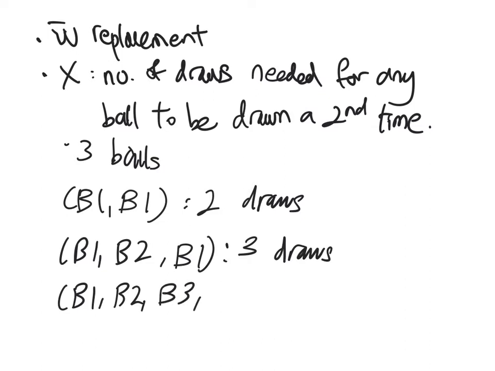But to reach 4 draws, it has to be a case of B1, B2, B3, and B3 has to be different from B1 and B2. The third draw should be different from B1 and B2 so that I can reach my 4th draw, and the 4th draw can be any of 1, 2 or 3. So it can be B2 again. So this is a case of 4 draws.